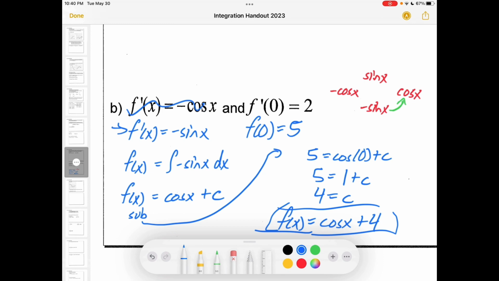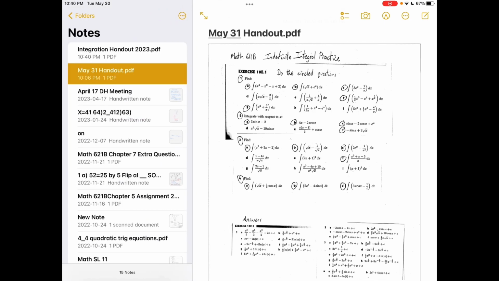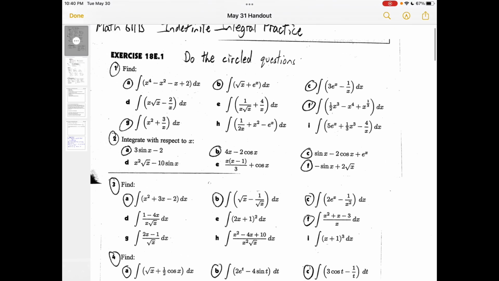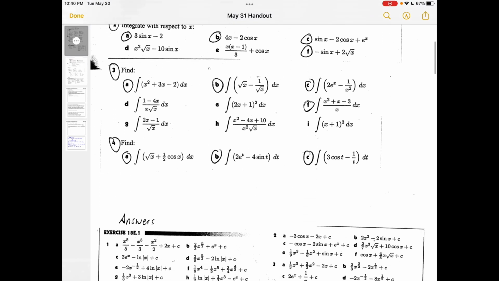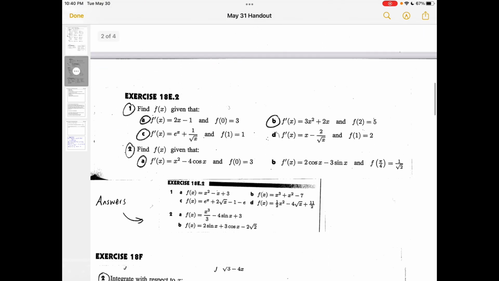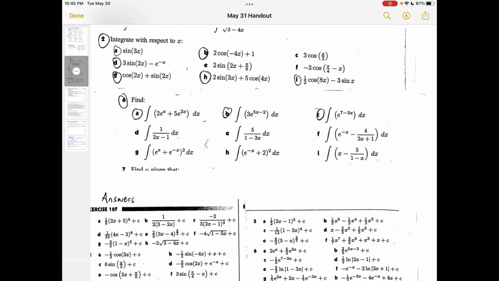So that's a little walk through some indefinite integrals. There's some practice work in a sheet for you. And it looks like this. Okay. Just do the circled questions. There are answers. Okay. And there's a second side to the sheet right here. And it's got answers as well. Remember, if you're not sure for an antiderivative or for an indefinite integral, you just take your best guess, check it by differentiating, and then fix it up.